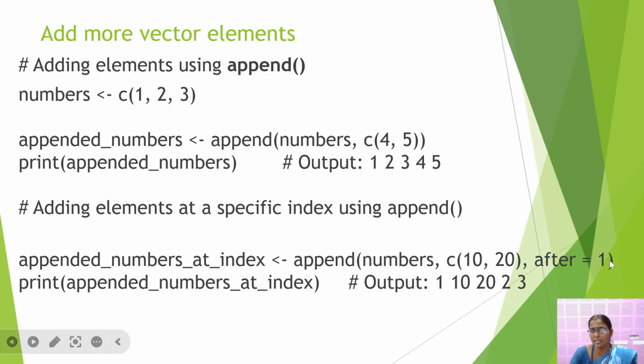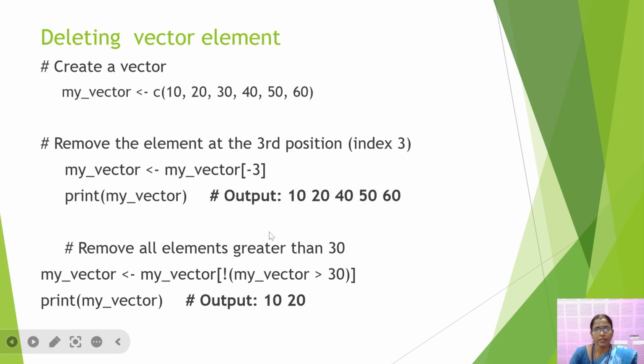Here 1 represents the position after which the first element 10, 20 can be added, and the final result can be printed using the print function. Okay. So next, deleting vector elements.